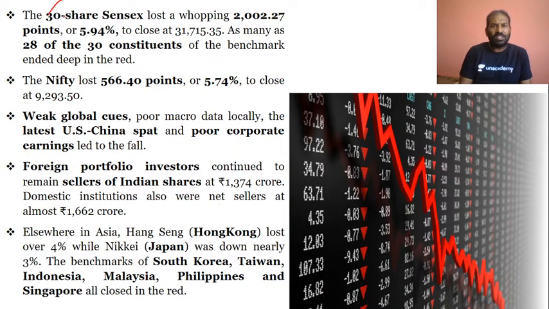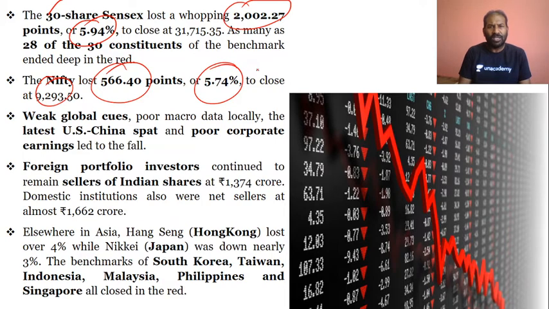The 30-share Sensex has come down by almost 5.94 percent or 2002 points, and Nifty has lost 566.40 points or 5.74 percent. So it is a loss of greater than 5 percent. This is very important, greater than 5 percent loss.